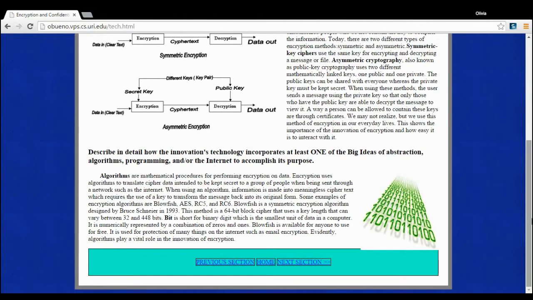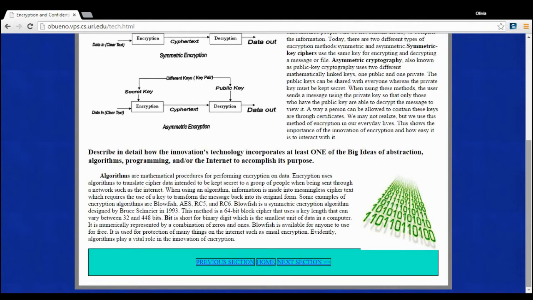Encryption and algorithms go hand in hand. Algorithms are mathematical procedures for performing encryption on data. Encryption uses algorithms to translate original data into cipher data to be kept secret to a group of people and being sent through a network like the internet. Some examples of encryption algorithms are Blowfish, AES, RC5, and RC6.